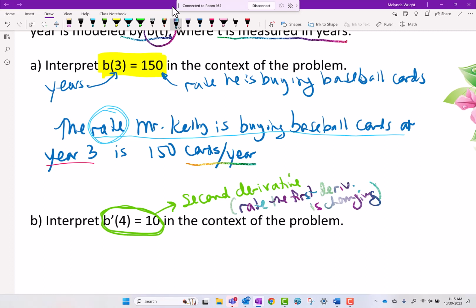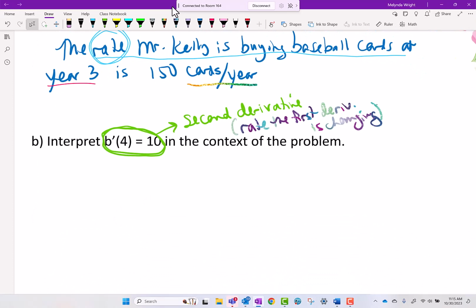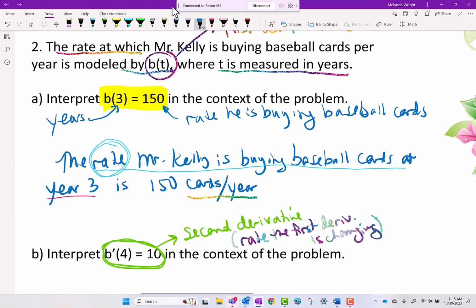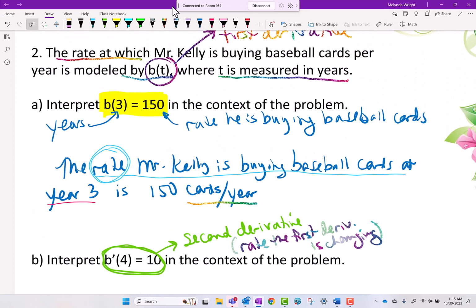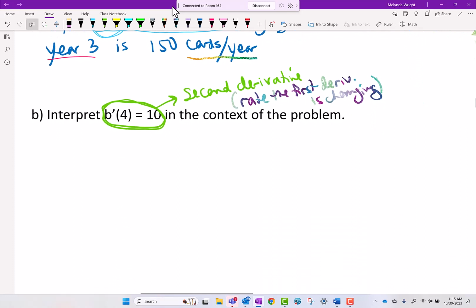Okay, so let's try to piece together what in the world they are talking about. So the 4 is in years, and the 10 is something to do with the baseball cards, right? It's the rate that the rate is changing. Let's see how we could write that. I think this second one is more confusing than the first one. Starting out with a rate, then the first derivative, and then the second derivative, I think that's more intense. So let's put our mind around how we would describe this.